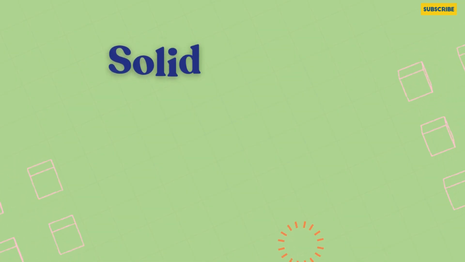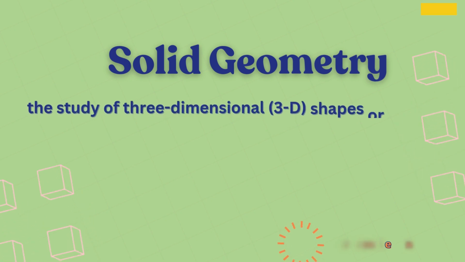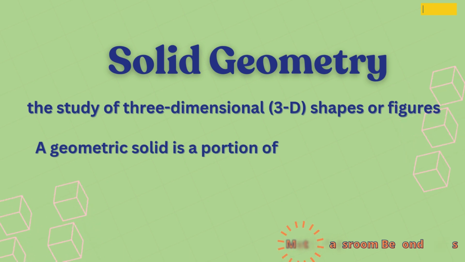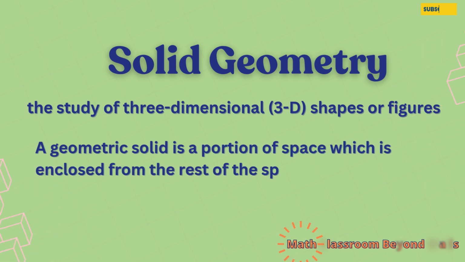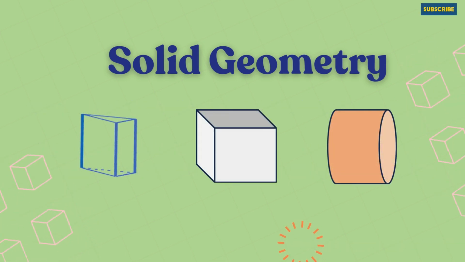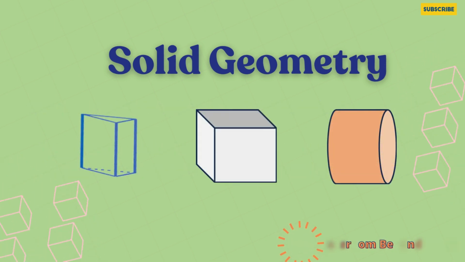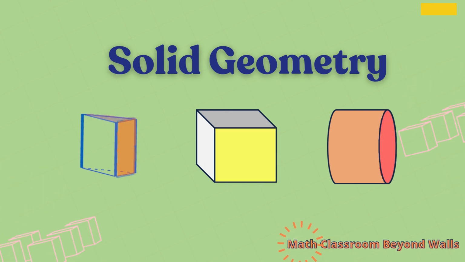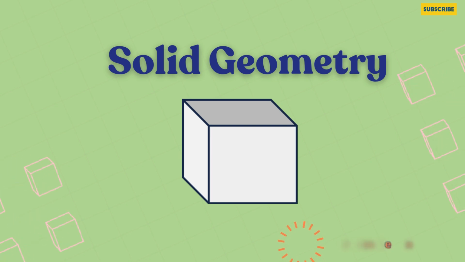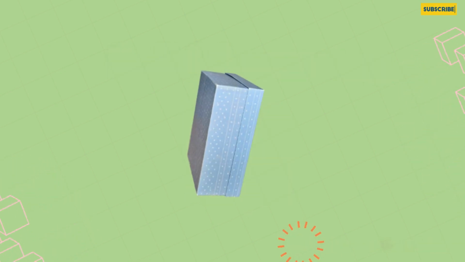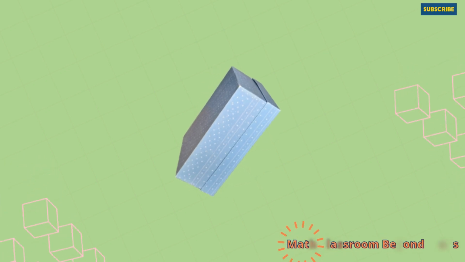The study of three-dimensional shapes or figures is called solid geometry. A geometric solid is a portion of space which is enclosed from the rest of the space by some type of surfaces. These surfaces enclosing the solid could be squares, circles, triangles, and rectangles. As you see, geometric solids have length, width, and height. Look at these, learners. Familiar, right?